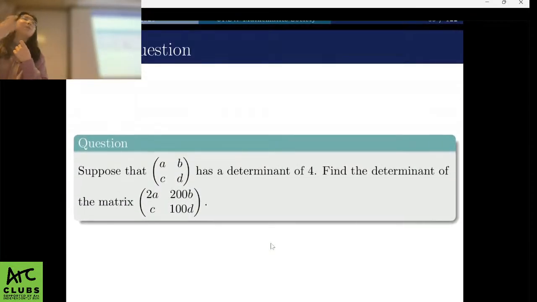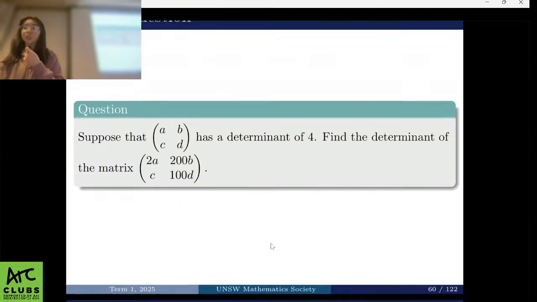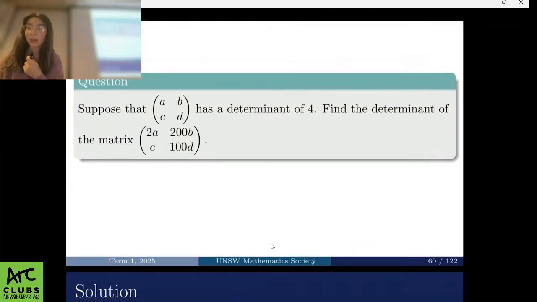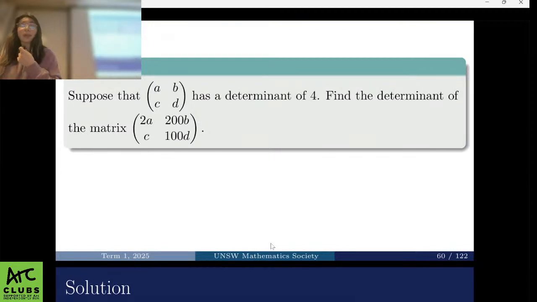Okay, and then moving on to an extra question, which is still on determinants. So the determinant is a very interesting concept in matrices. You can revise a little bit about different properties of determinants with matrix products and such. That would be useful. But this question is basically telling us that we have a matrix A, B, C, D, which has a determinant of 4. So let's write that.